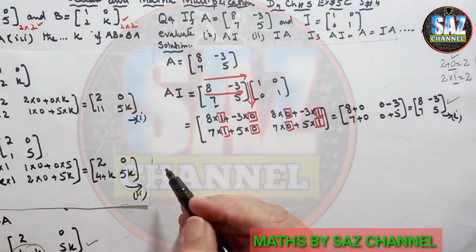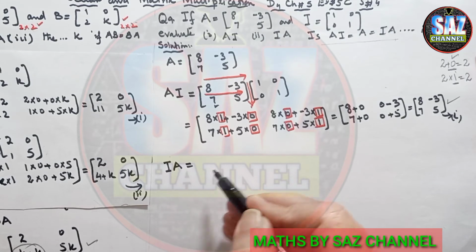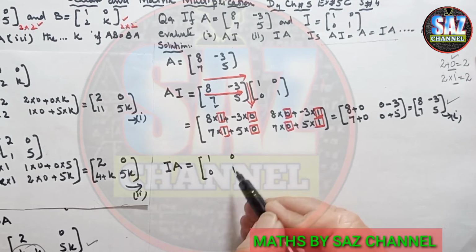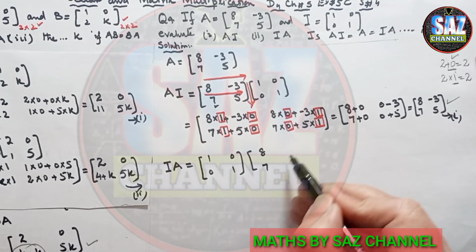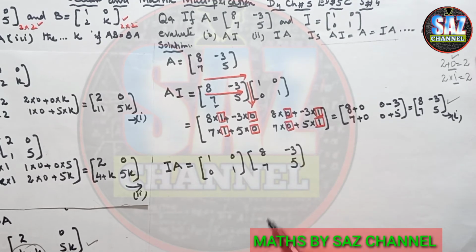And now coming to the second requirement, IA, that I will be taking the identity matrix, 1, 0, 0, 1, times 8, 7 and minus 3 and 5. I will be going really slow in order to get the matrix product, because most of my students find this topic difficult, so that they can understand this lesson well before their exams.